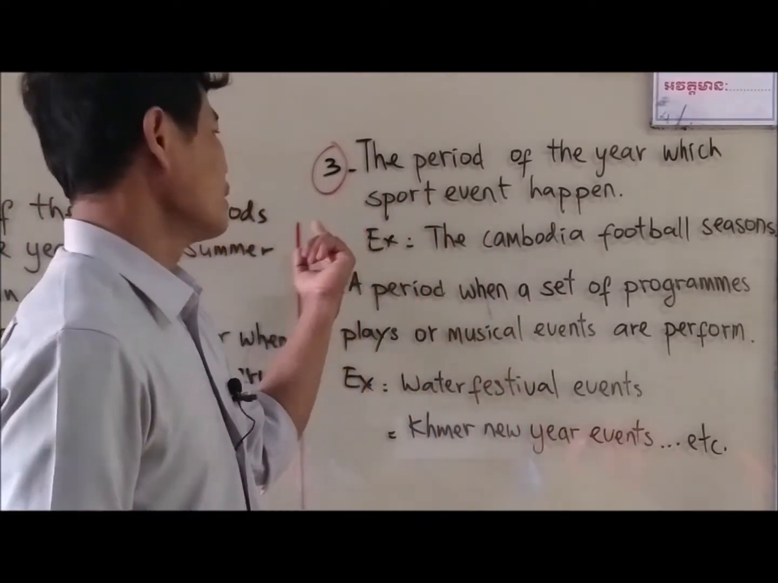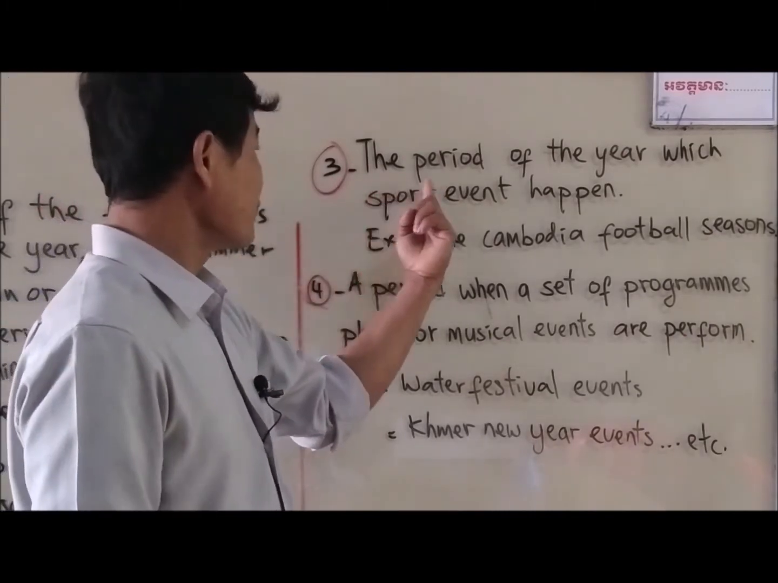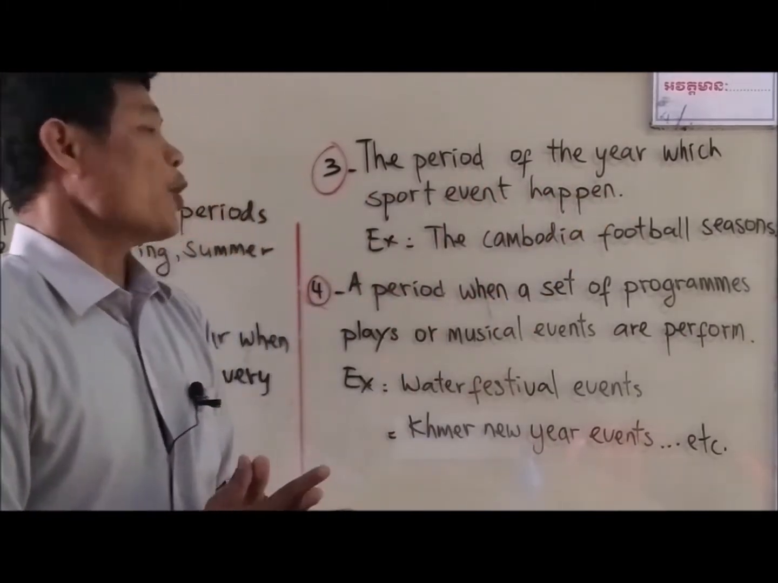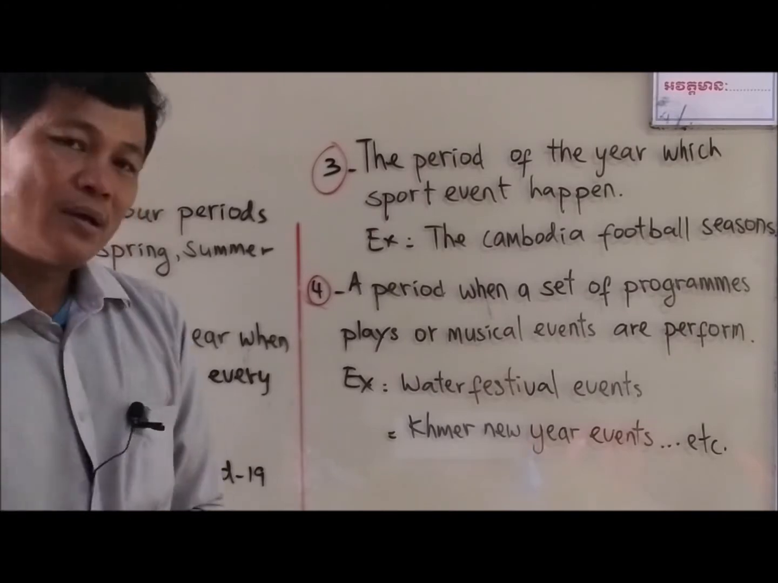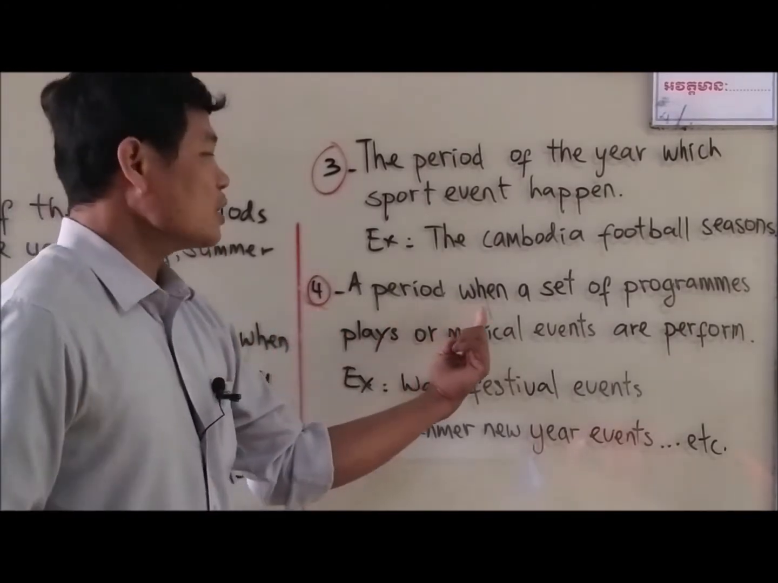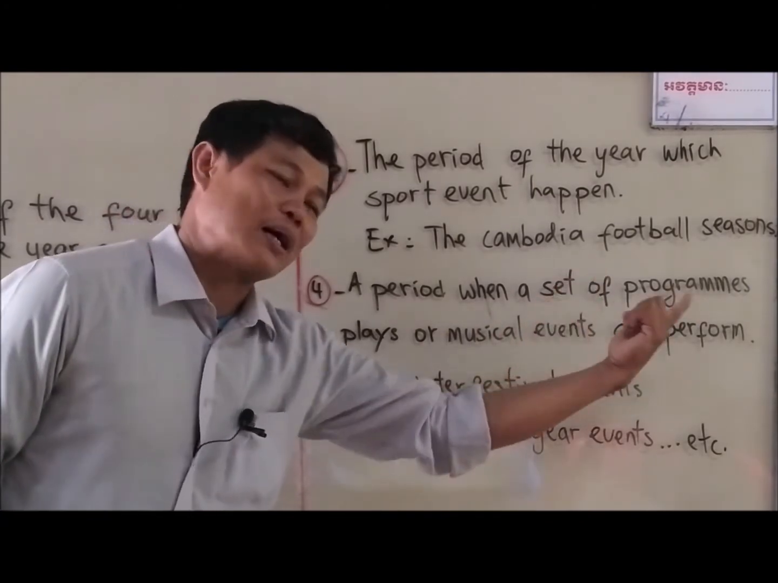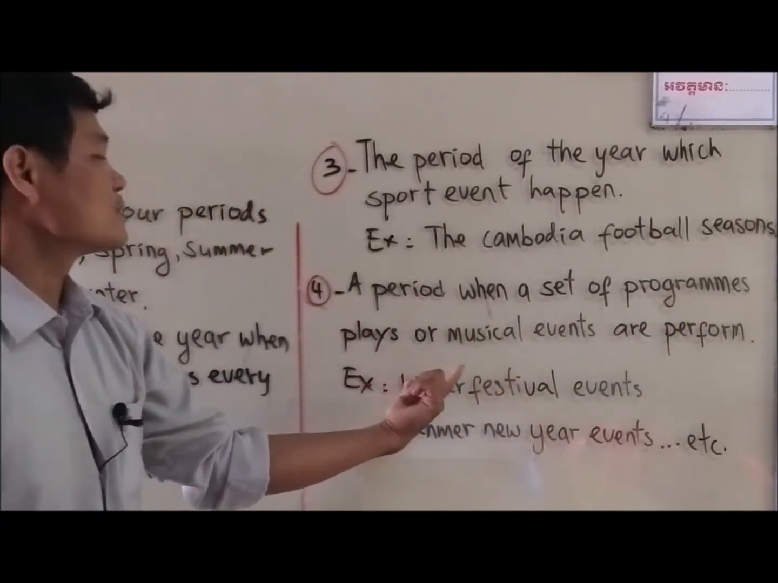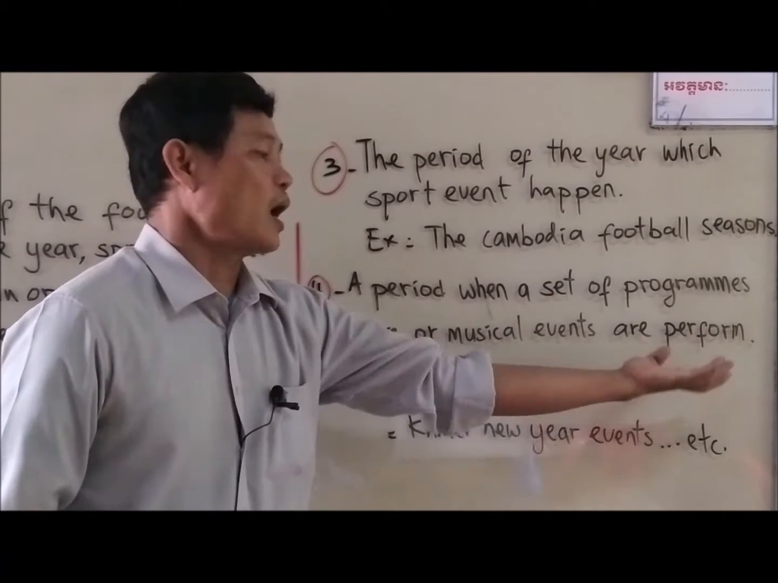So the number three meaning is the period of the year in which a sport event happens. And the last one, number four, a period when a set of programs, plays, or musical events are performed.